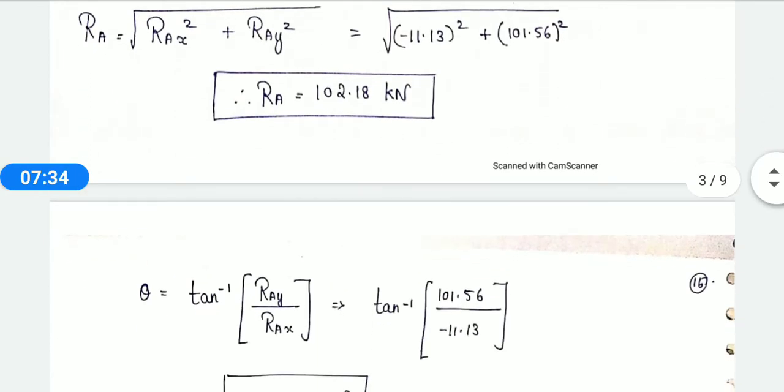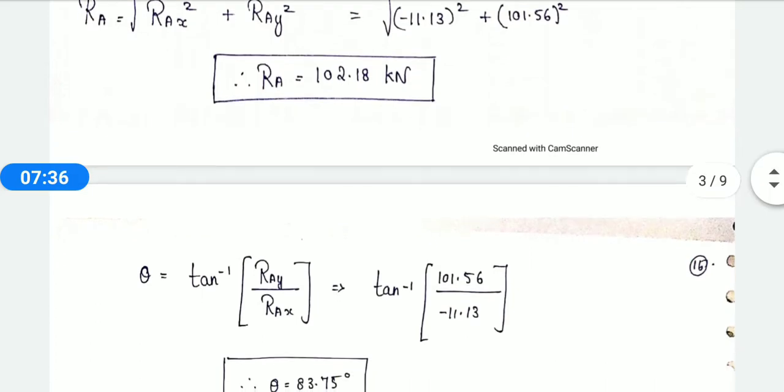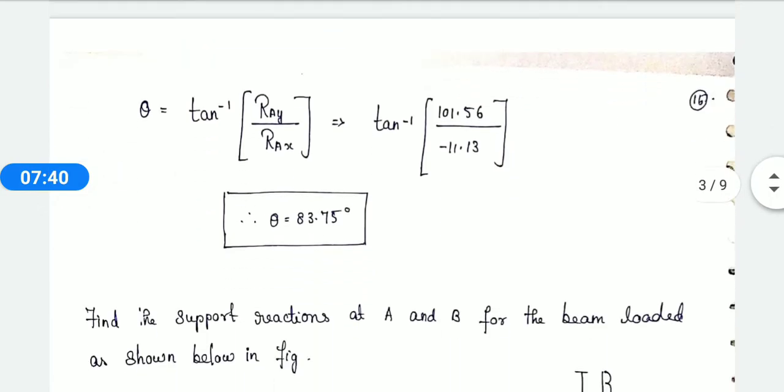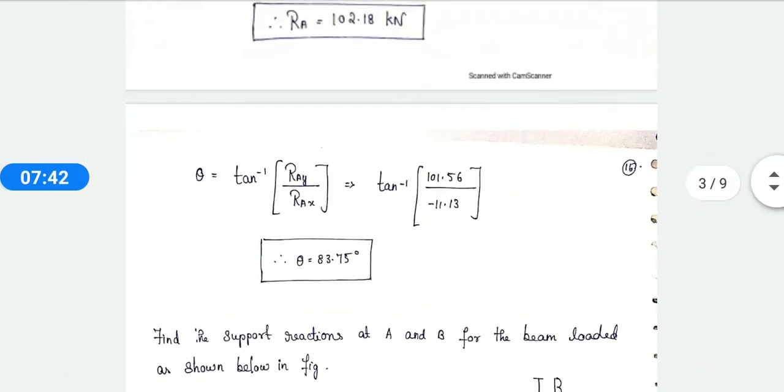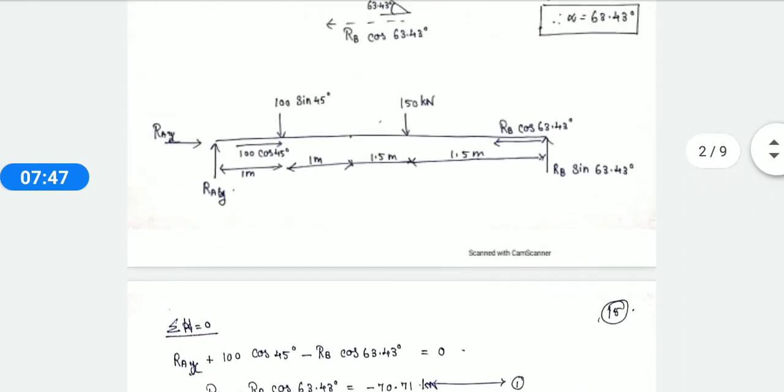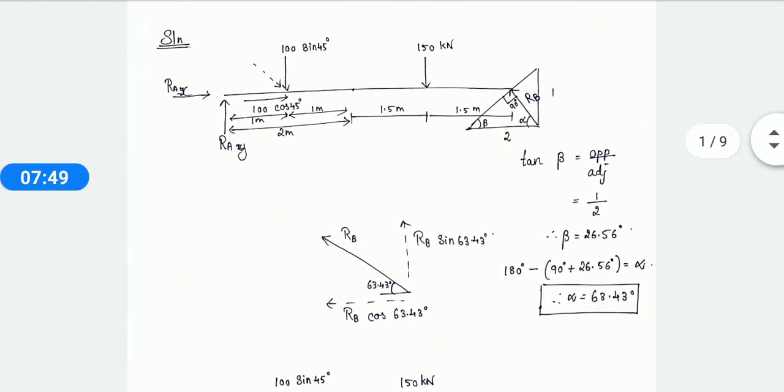After that, go for theta. Theta is equal to tan inverse of RAY by RAX. Substitute your values and get your theta value. This is the only complexity in your sum. I hope you understood how to calculate this. Nothing more complex is here.